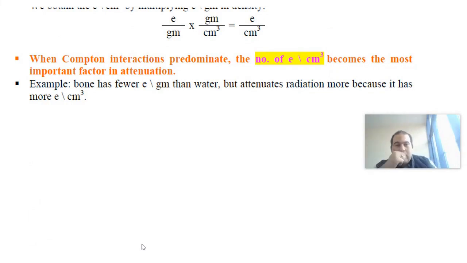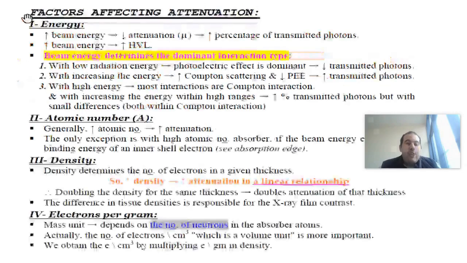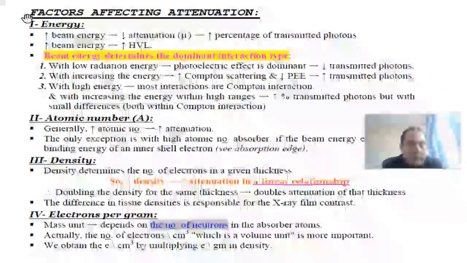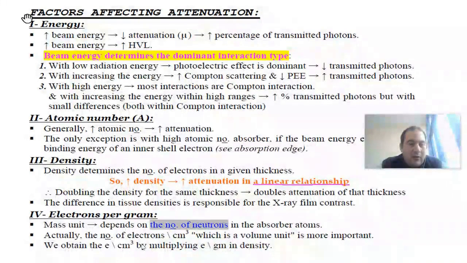Now, when you discuss weight, if you take 1 gram of water and 1 gram of bone, and you want to examine the number of electrons present in that gram, you will find that the ratio in the bone is less than the ratio found in the water.